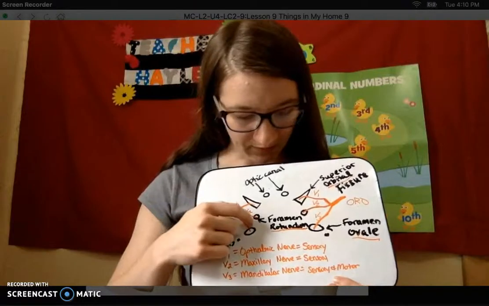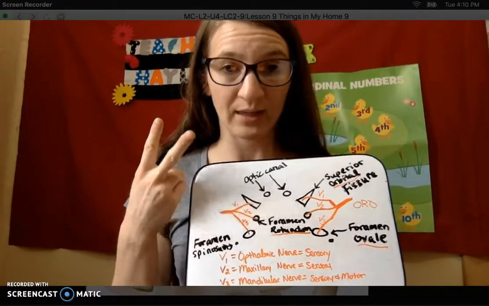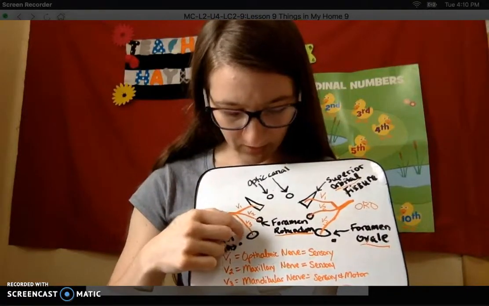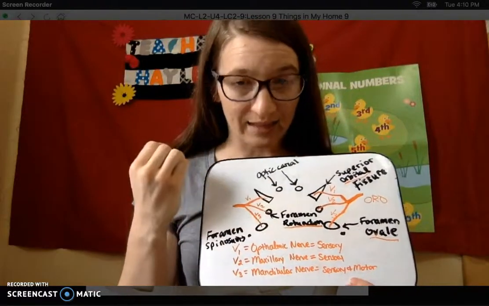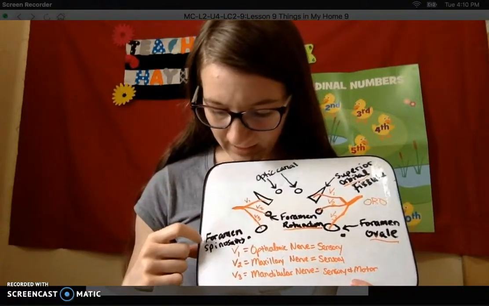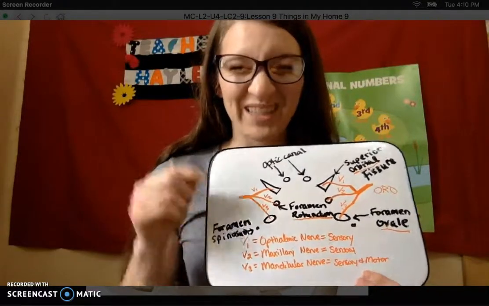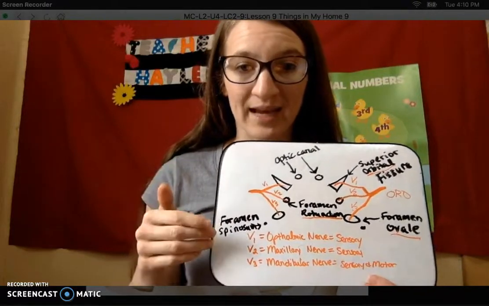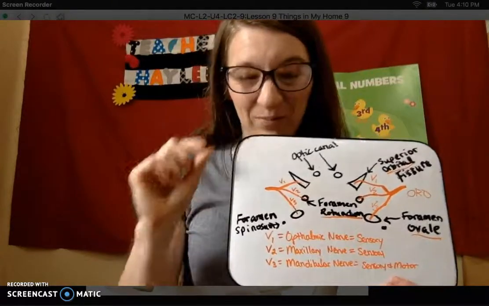And then we have the foramen rotundum, which has V2 passing through it, the maxillary nerve. And then we have foramen ovale, which is V3, and that's the mandibular nerve. And then we have the foramen spinosum. And I remember this foramen spinosum because it's just that little bitty tiny foramen, and I think of a spine and how tiny it is and prickly, and so it's just little bitty.